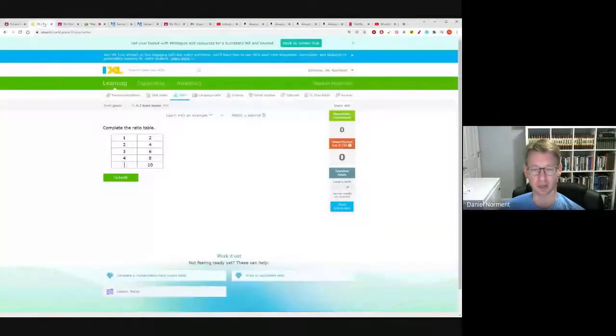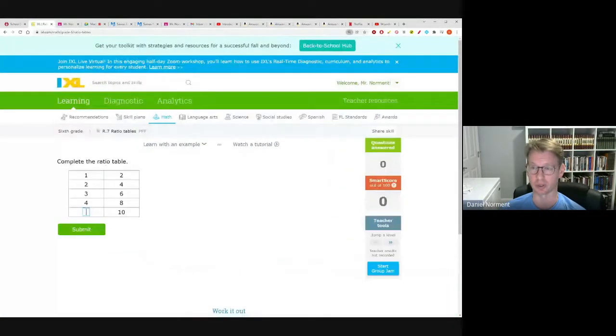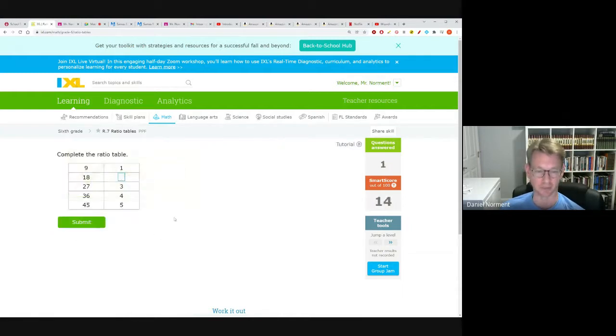Now let's look at your IXL assignment. For this one, let me make the screen a little bit larger so it's easier to see. You're going to be completing the ratio table. Honestly, for me, it's almost just follow their pattern. You see how it goes 2, 4, 6, 8, 10. 1, 2, 3, 4. What would come next? 5. It's increasing at the same rate.